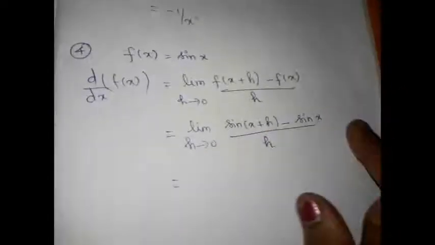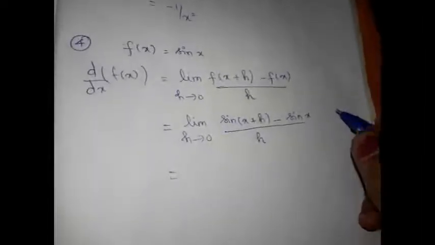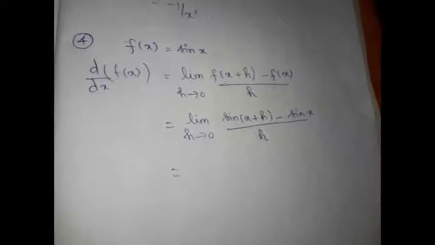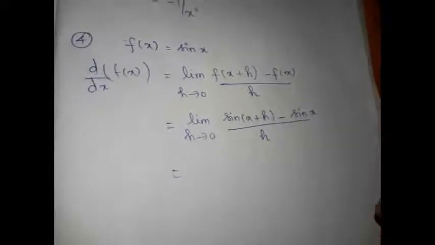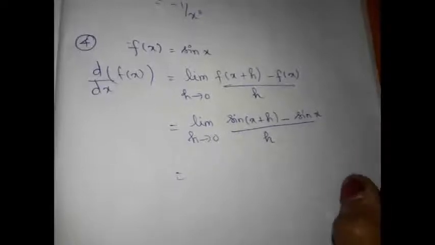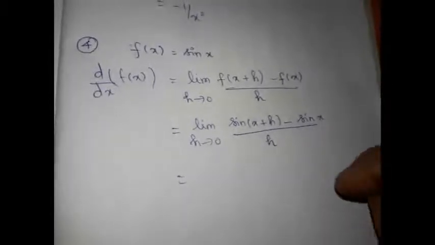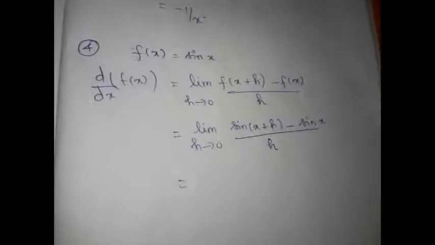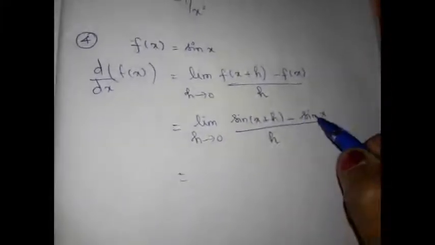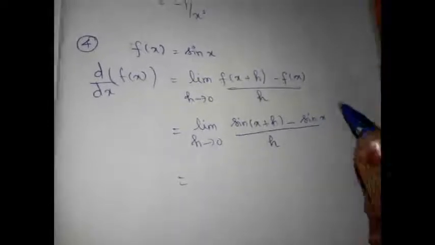Now for the numerator, we are going to apply the sin A minus sin B formula. What is the sin A minus sin B formula? Hope you remember, I told you a method to remember: S plus S, S minus S; C plus C, C minus C. SC, CS, CC, SS minus. So when it is S minus S, it is going to be CS.